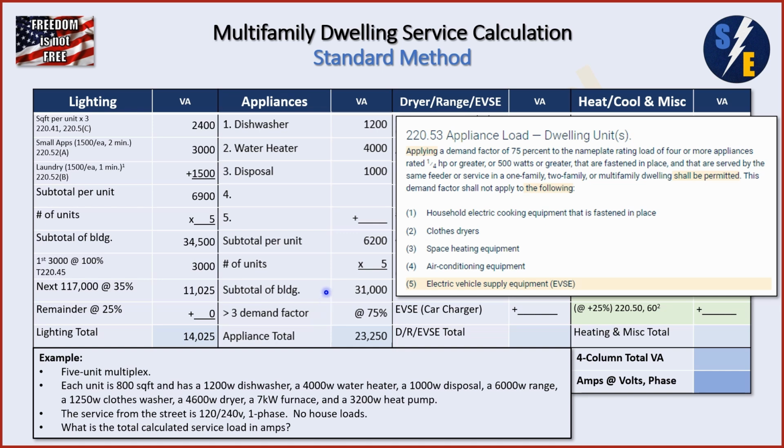Now pretty much anytime you have a multifamily dwelling, you're definitely going to have more than 3 appliances. So you're always going to be able to use this 75% demand factor. Even if you had a really small duplex, you're usually going to have at least 2 fixed appliances, and that's going to put you over your 3. So we will apply 75% to 31,000. That gives us 23,250 VA for our appliance total.